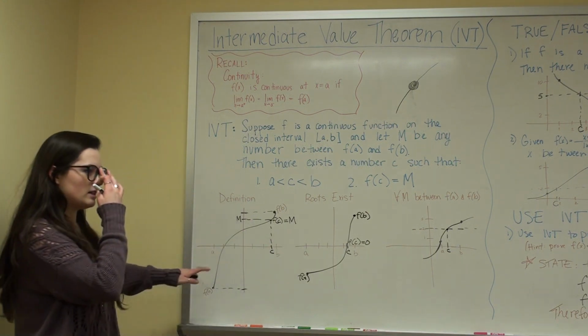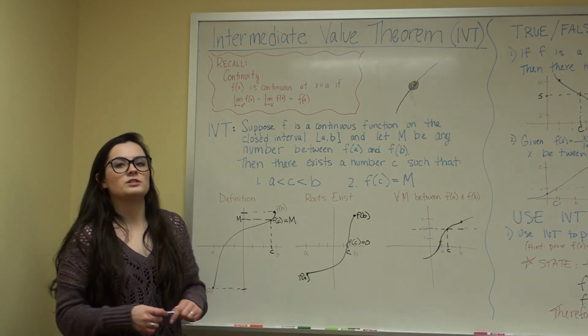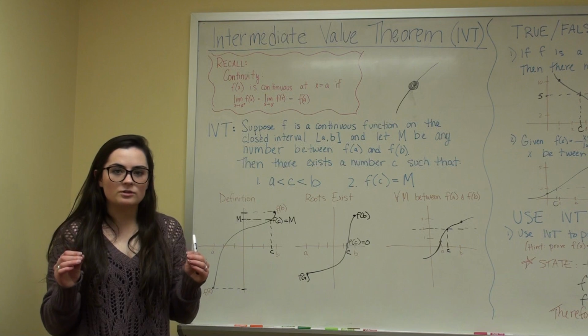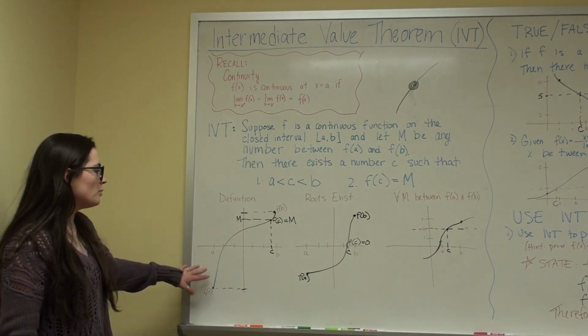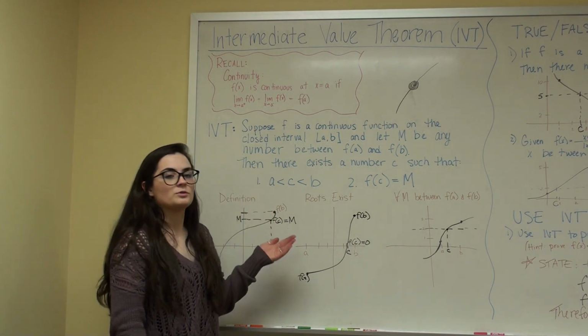So really all IVT is saying is that if you know a function is continuous on a certain interval, it accepts all points in that interval. So that's helpful because it can help us prove that roots exist.